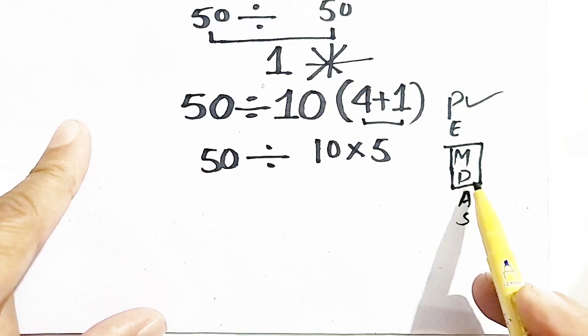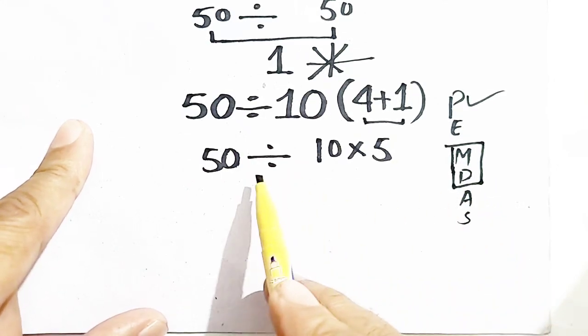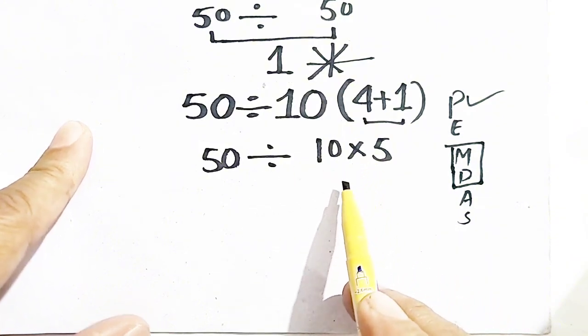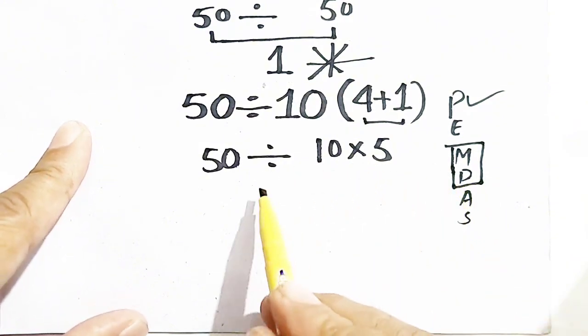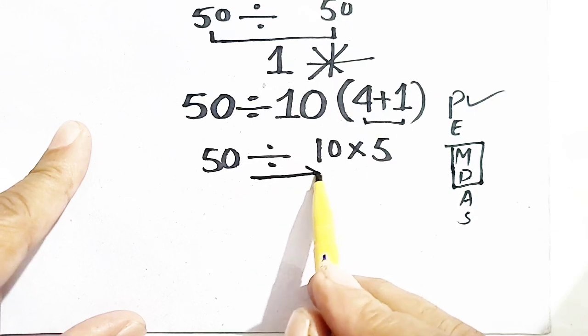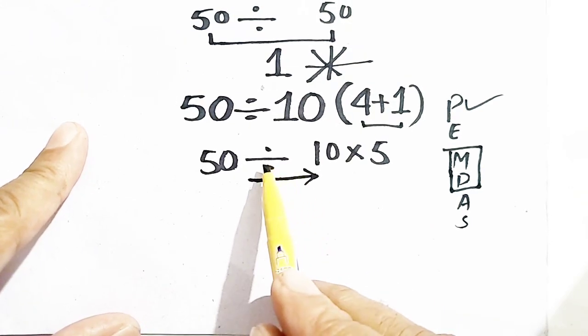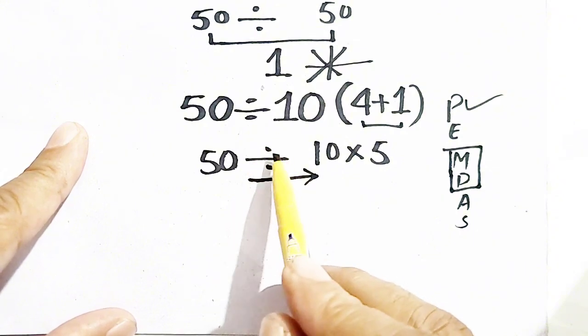And multiplication is first, division is second. But in the question, division is first and multiplication is second. So PEMDAS told us that we have to move from left to right. Meaning, in the question division is first, so we have to handle division first.